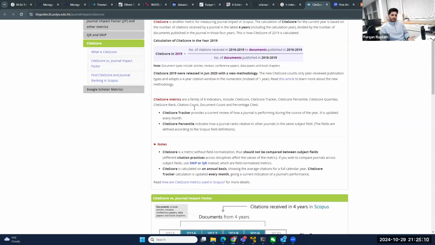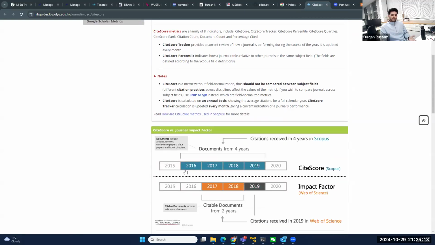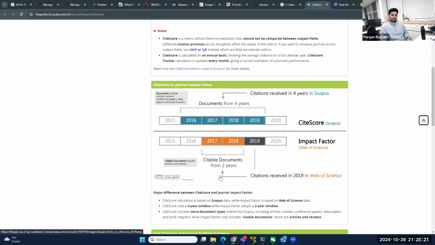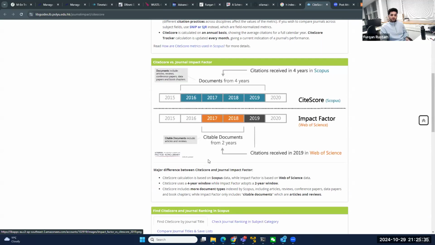Then similarly, what is the impact factor? Impact factor is calculated by Web of Science, and they take the last 2 years to calculate it. The formula is how many citations the papers published in the last 2 years received, let's suppose in 2019, and how many papers were published in those 2 years. This is a very simple formula for that.